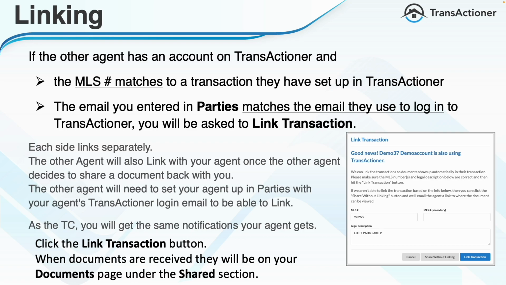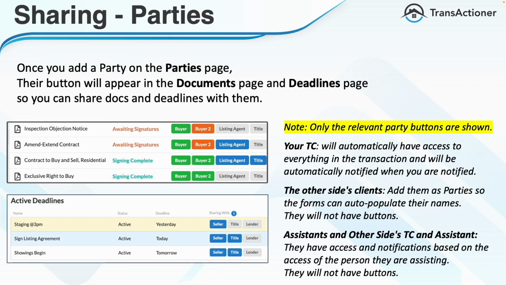So once you try to share a document with the other agent or share documents back with the other agent, then you'll have to make sure that the other agent is set up correctly in the parties to be able to make the link. Once you add a party to the parties page, then their button will appear in the documents page and the deadlines page. Only the relevant party buttons are shown.